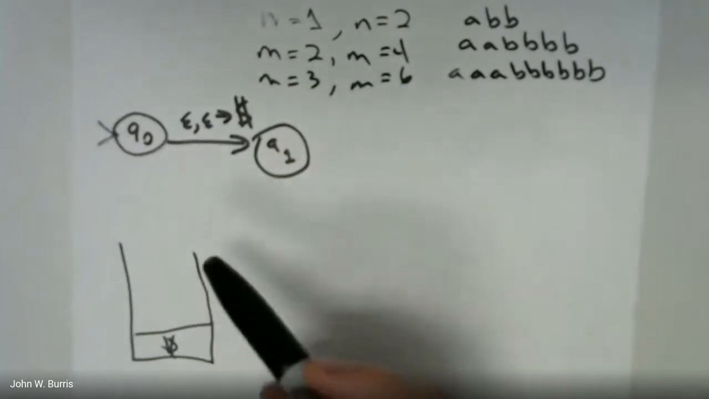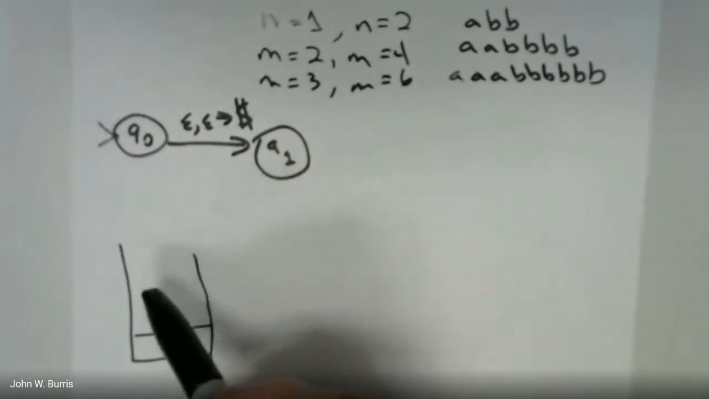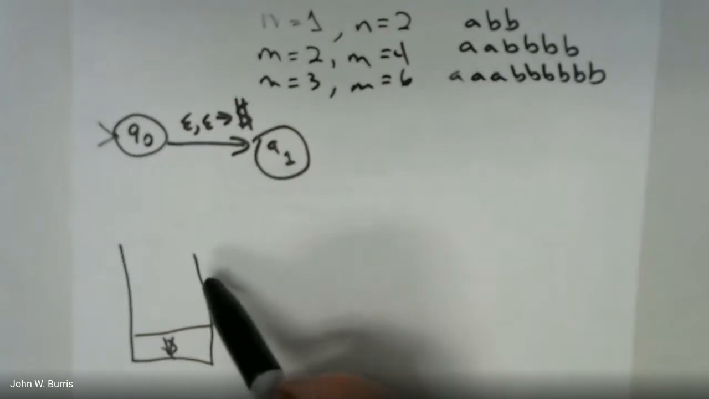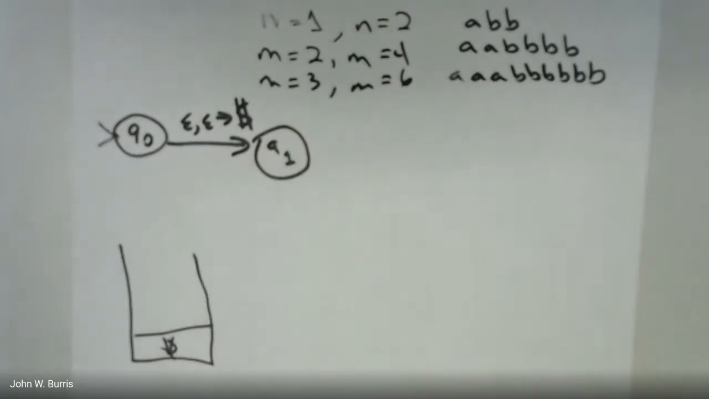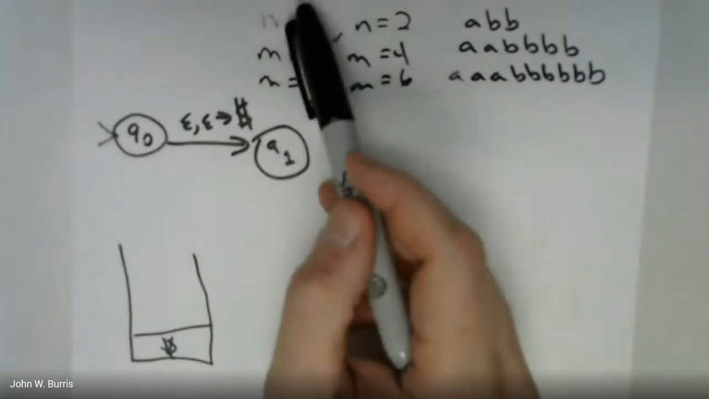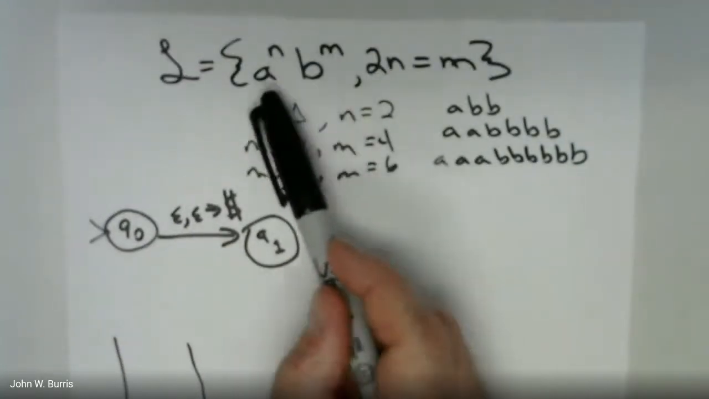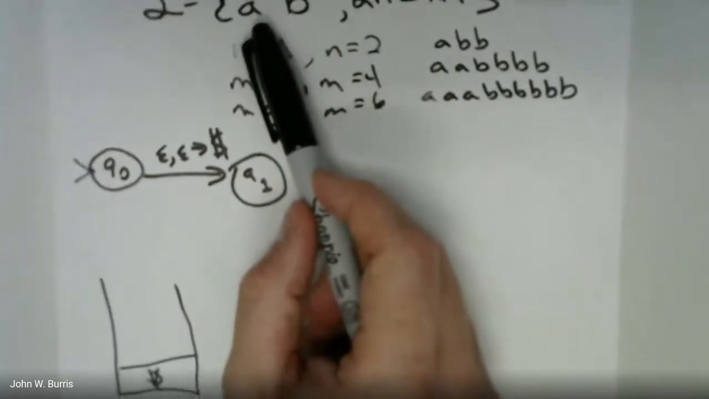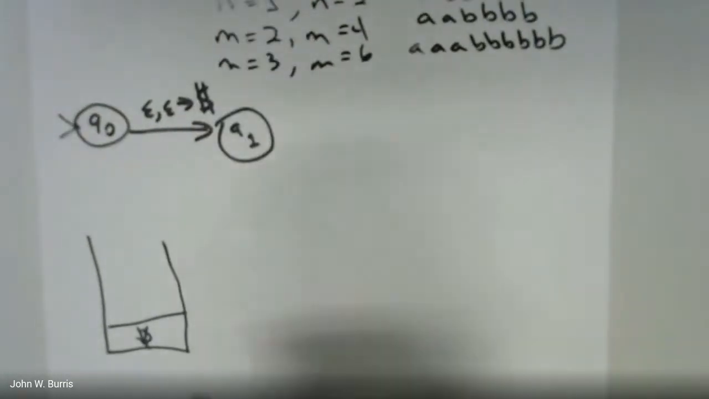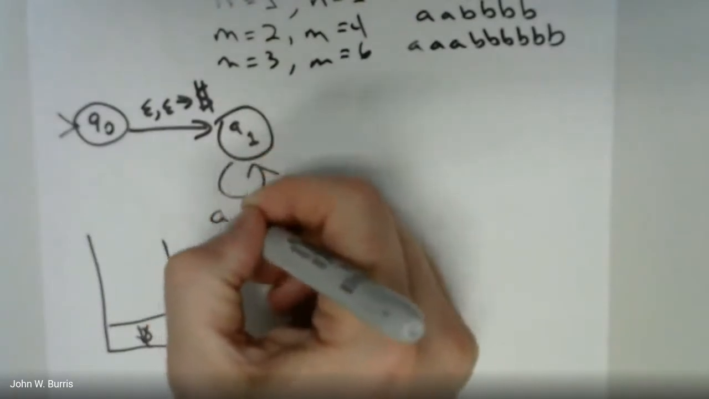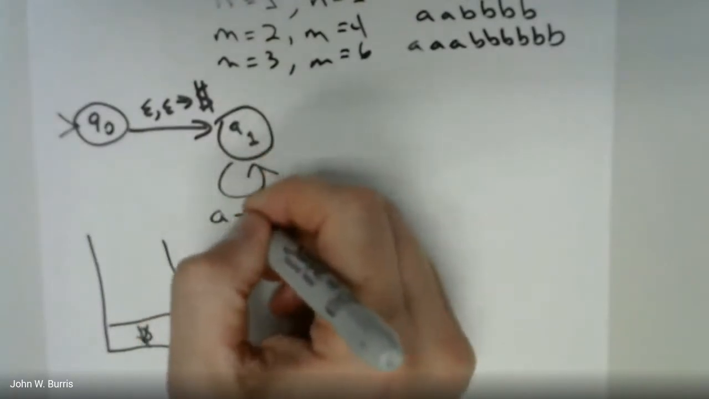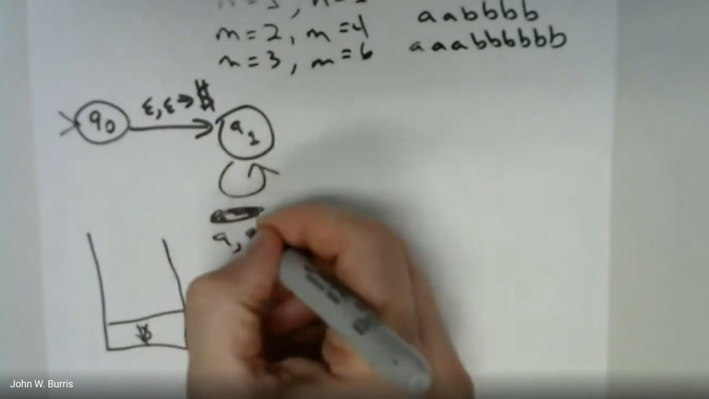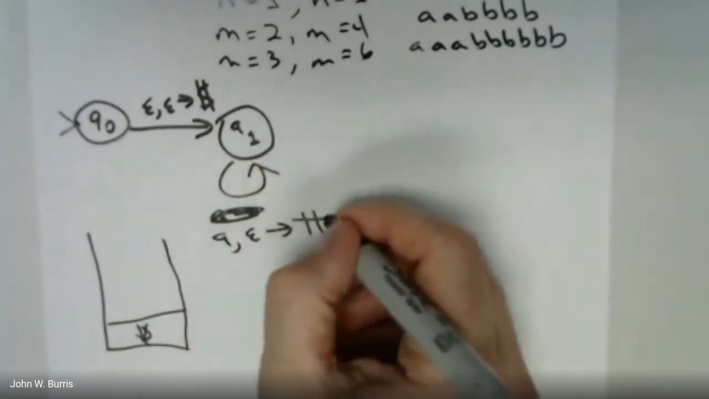All right, so I'm going to be thinking about this. For every A, I need to pop 2 B's or something. How can I figure this out? One thing I know for sure is that I'm matching A's to B's. So I'm going to do what I know for right now. Every time I read in an A, I'm going to push on a hash.